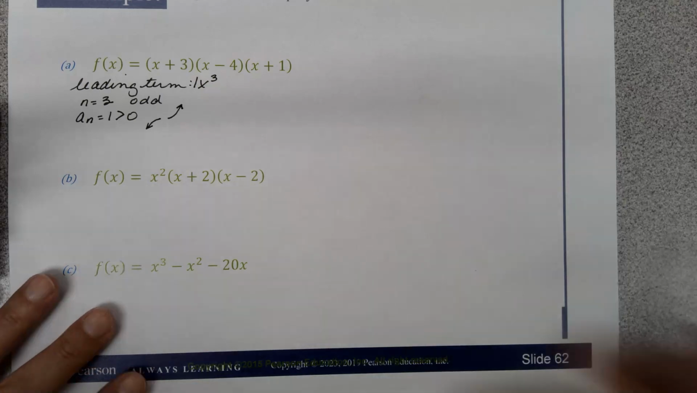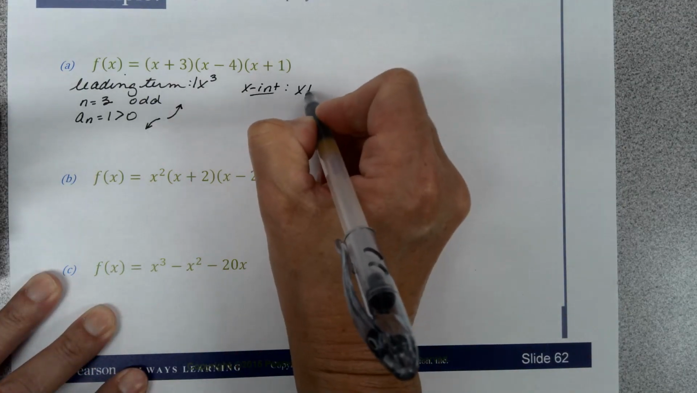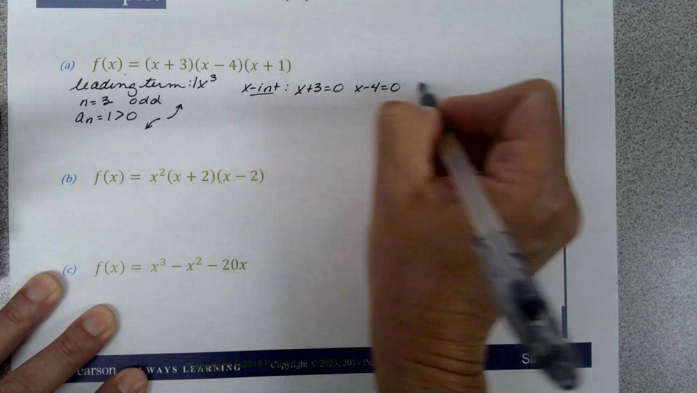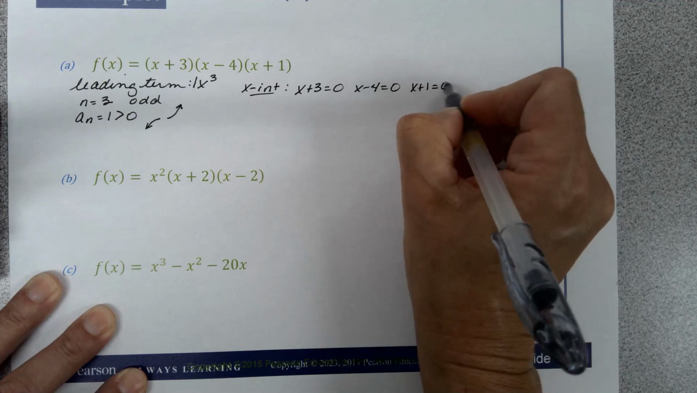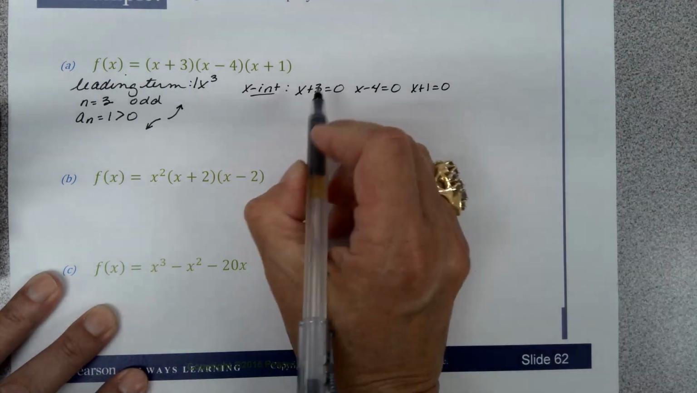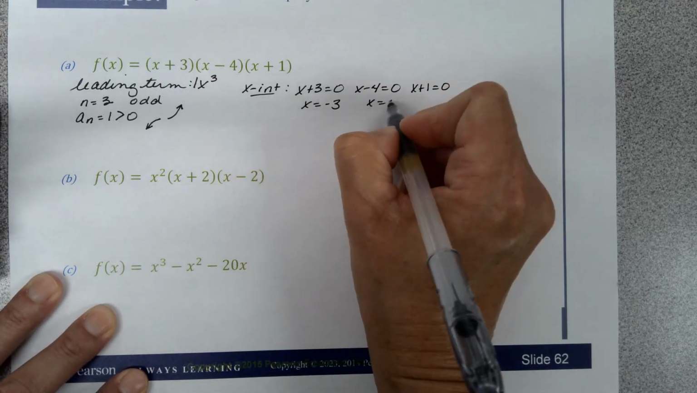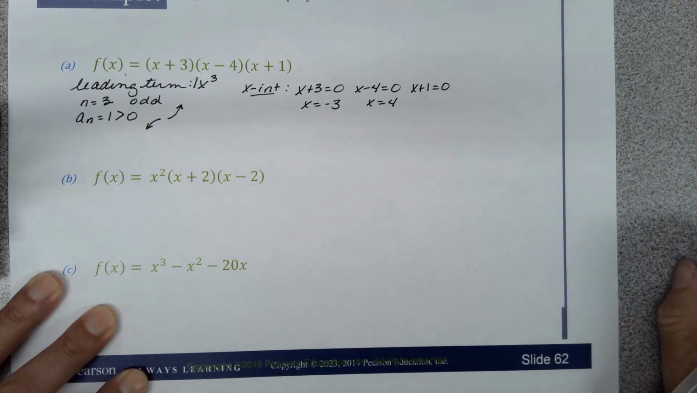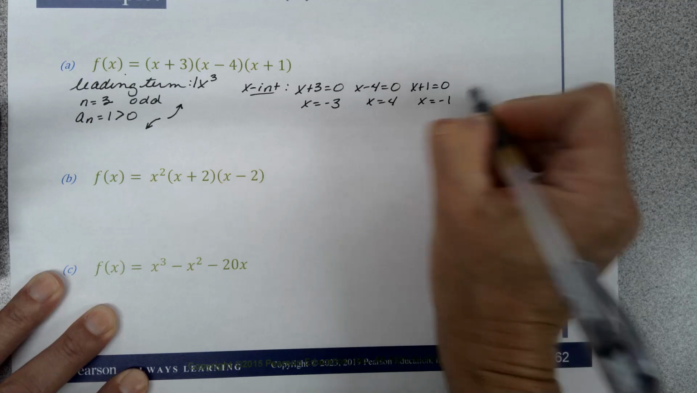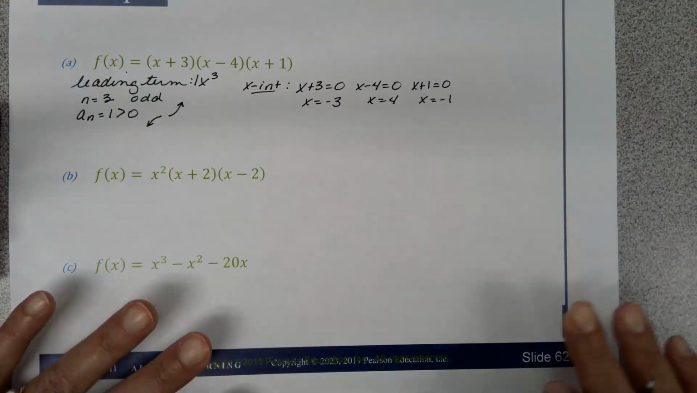Great. My x-intercepts will come from saying x plus 3 is 0, x minus 4 is 0, or x plus 1 is 0. Subtracting 3 from both sides, I'll have an x-intercept at -3. Adding 4 to both sides of the second one, I'll have an x-intercept at 4. And subtracting 1, I'll get a -1. Any questions so far? Good.